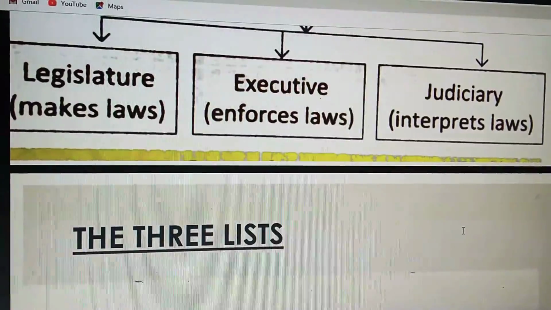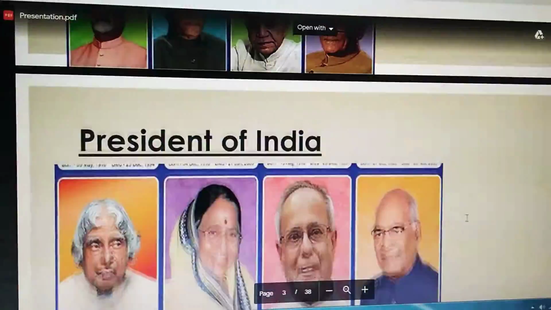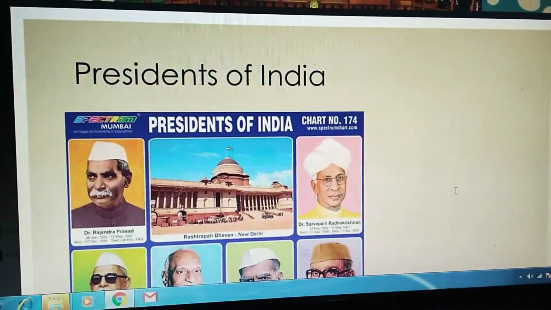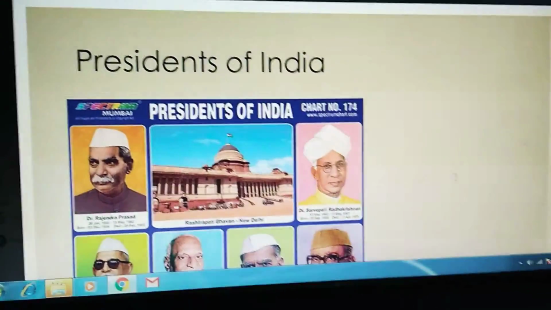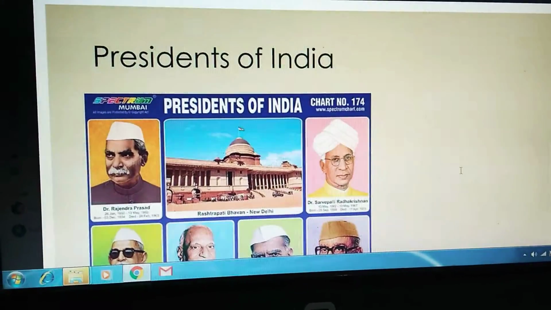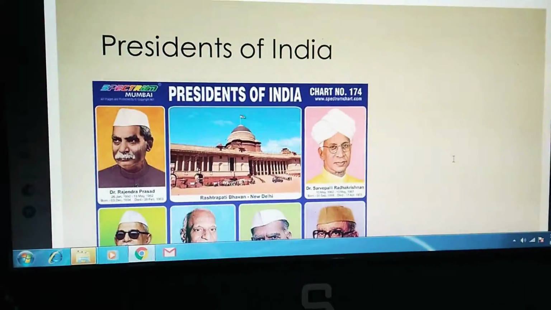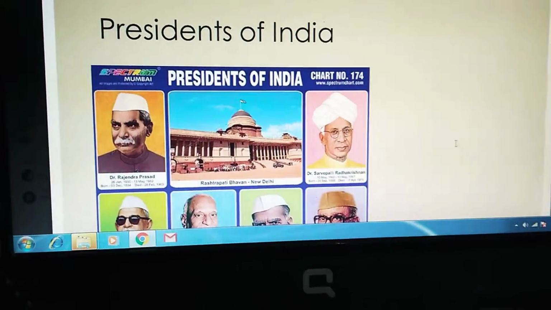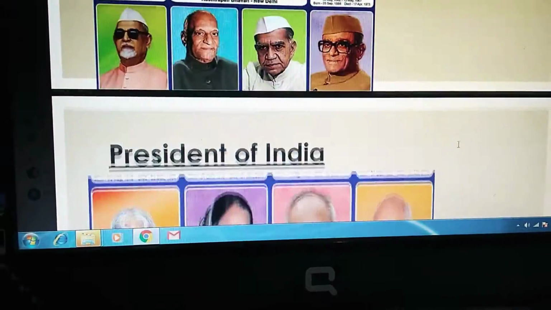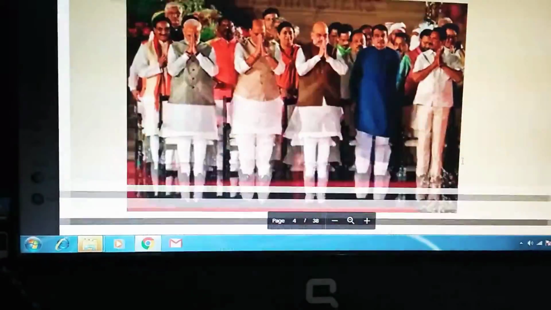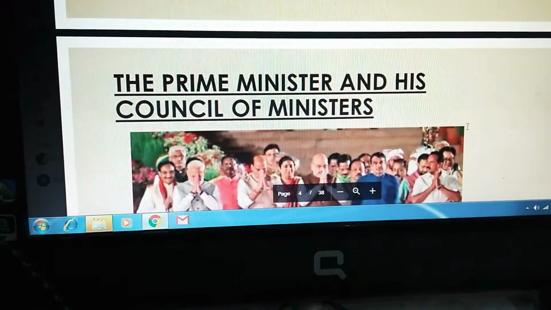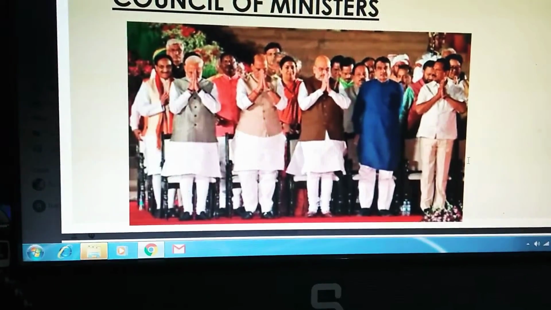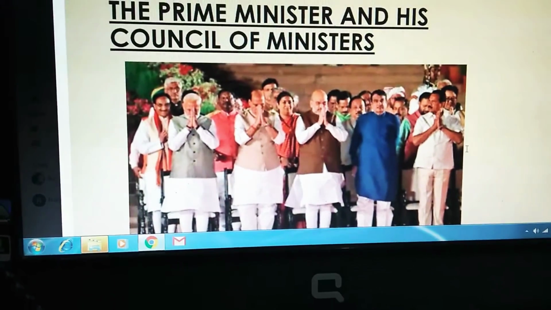Now, legislators are the people who are elected by us. First of all, we have the President of India, who is the nominal head, only for the name. He has all the powers to see what the Prime Minister and the Council of Ministers are doing. He has to check all these things, and the actual executives are our Prime Minister and Council of Ministers.